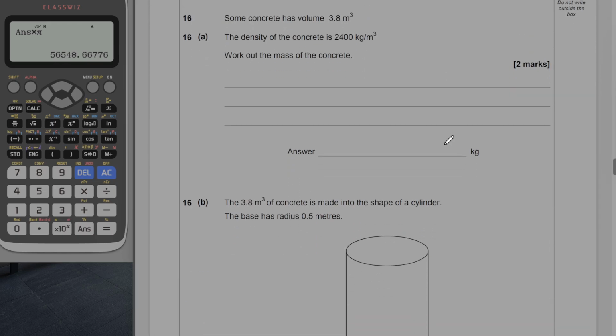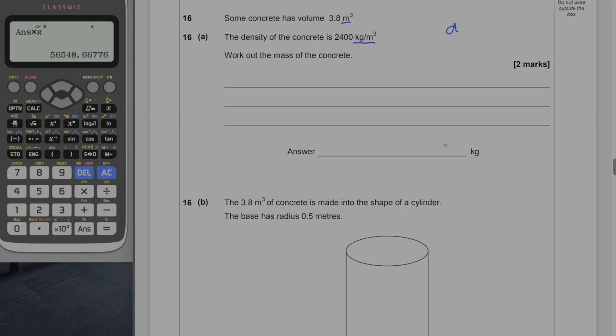Okay, question 16. Some concrete has a volume of 3.8 meters cubed. The density of concrete is 2,400 kilograms per meter cubed. Work out the mass of the concrete. So the first thing that I'm thinking about is, have we got consistent units? And we have, they're both dealing with meters cubed, which means that the mass that we work out will be in kilograms.